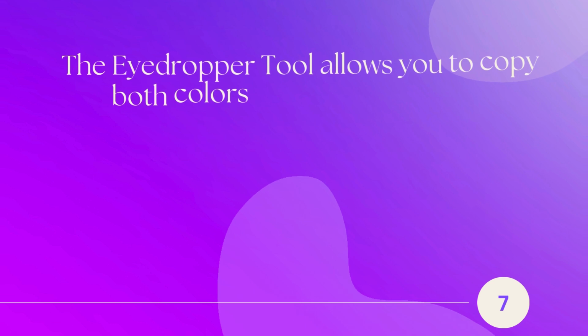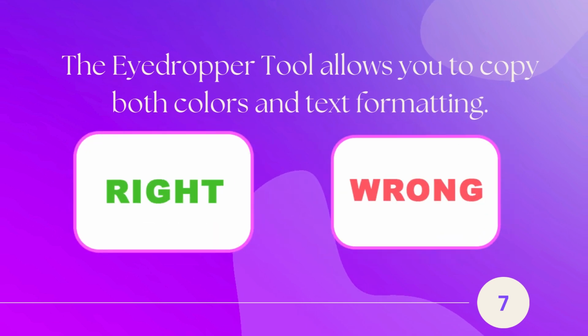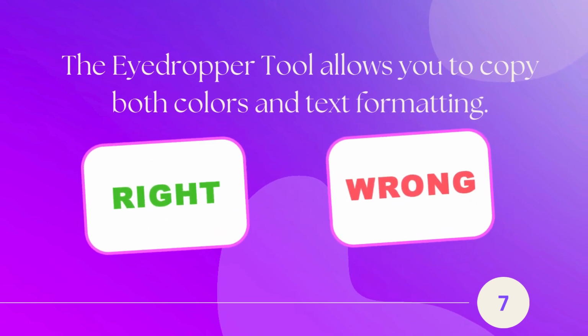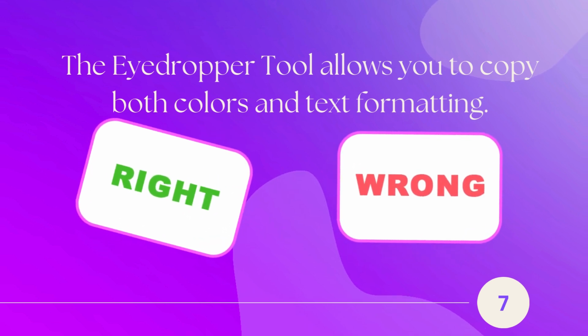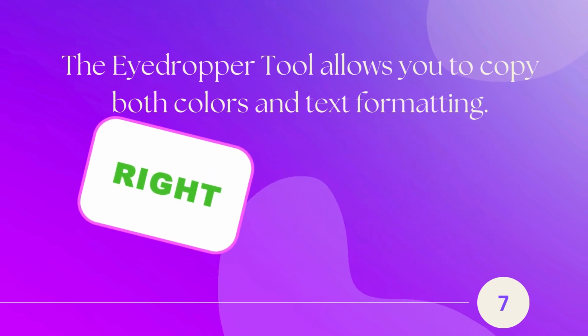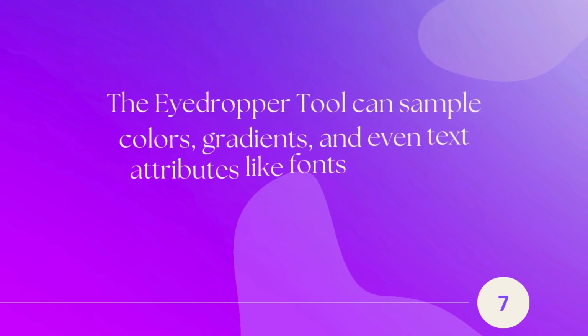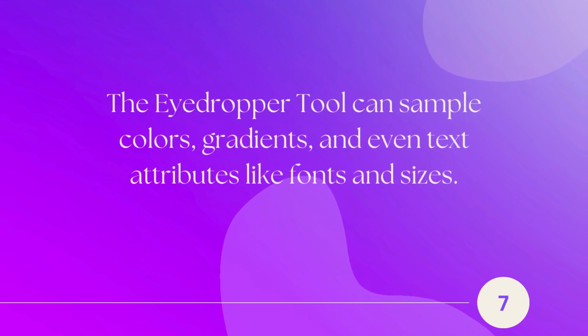The eyedropper tool allows you to copy both colors and text formatting. This statement is right. The eyedropper tool can sample colors, gradients, and even text attributes like fonts and sizes.